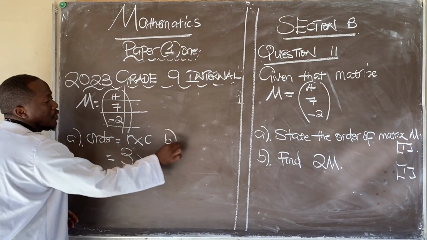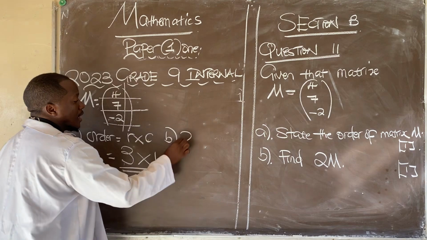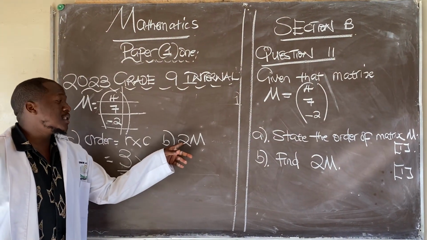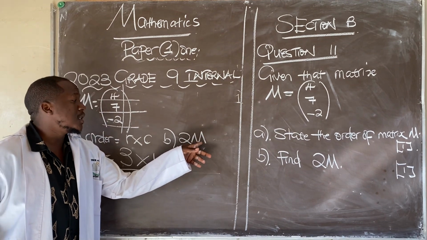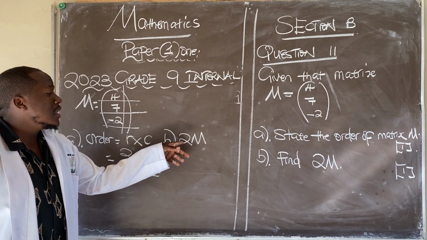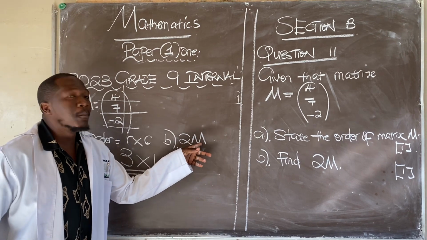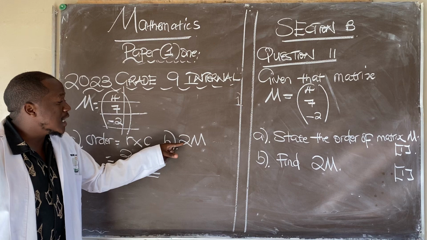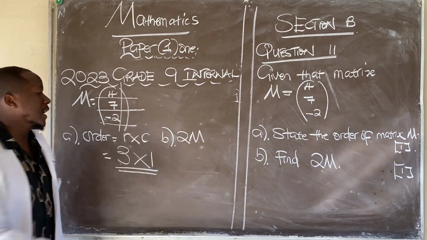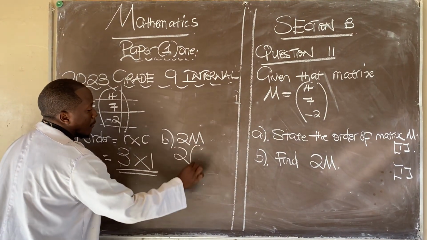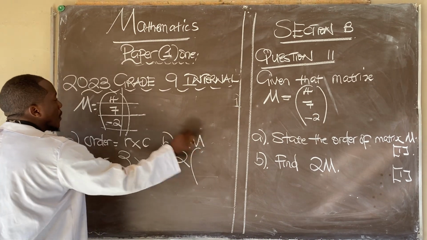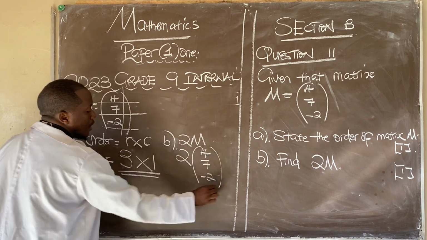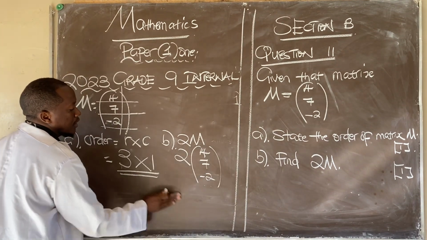And then we move on to B. B demands that we find 2M. When there is a number in front of a letter representing a matrix, it means that this number should multiply every component inside this matrix. But if there is a fraction, it simply means we're going to divide. So I'm going to write 2, then open brackets. When there is M, we're going to replace it with the matrix as well as the components. And then lastly, we're going to ensure that we multiply.